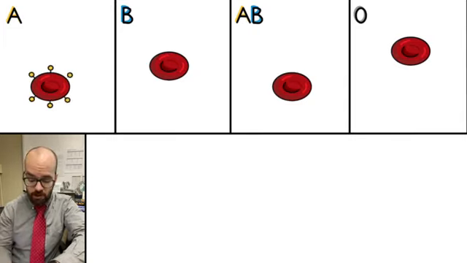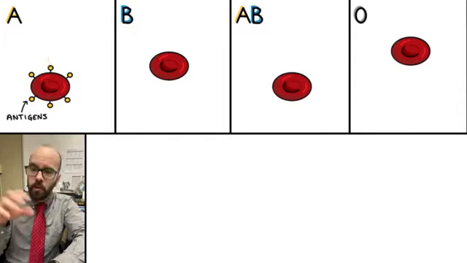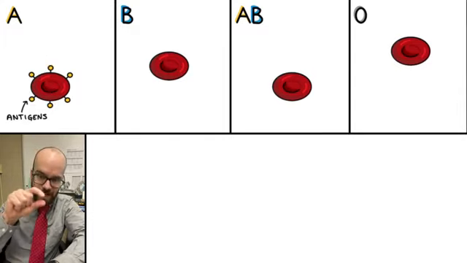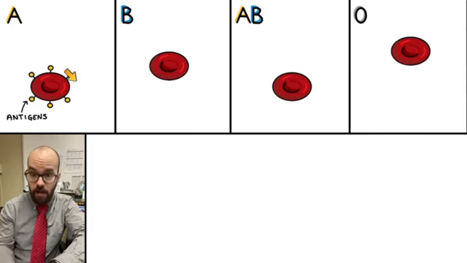Here's what an antigen is. It's just a little protein found on the surface of a cell. So the A blood cells will have A antigens. I drew those in yellow here. And they're really a lot smaller than that. They're going to be tiny proteins found all over the surface of the cell. There's going to be a lot more than just 6 of them that I have drawn on here.